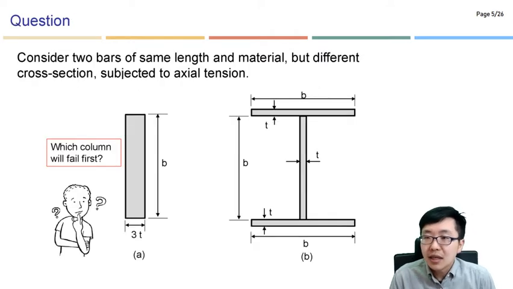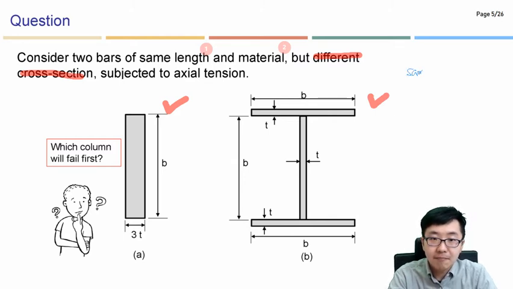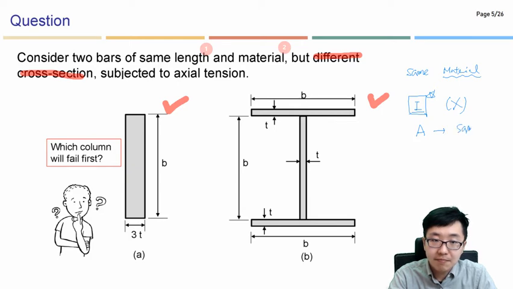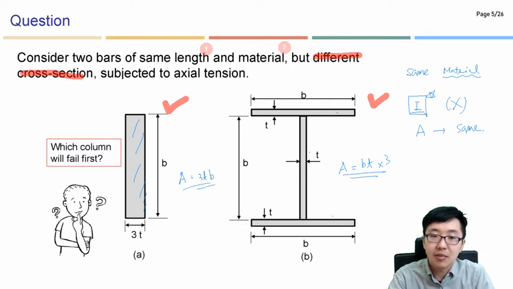And a question: let's consider two bars of the same length. Number one, this is exactly the same length, same material, but different cross section as you see here. But again, this is exactly the same material used, and the cross-sectional property in terms of moment of inertia is not the same, but the area is exactly the same. As you see here, the sectional area is 3TB, and this area is BT times 1, 2, 3, 3. So that is exactly the same, but here, this is the key point, the moment of inertia value must be different.